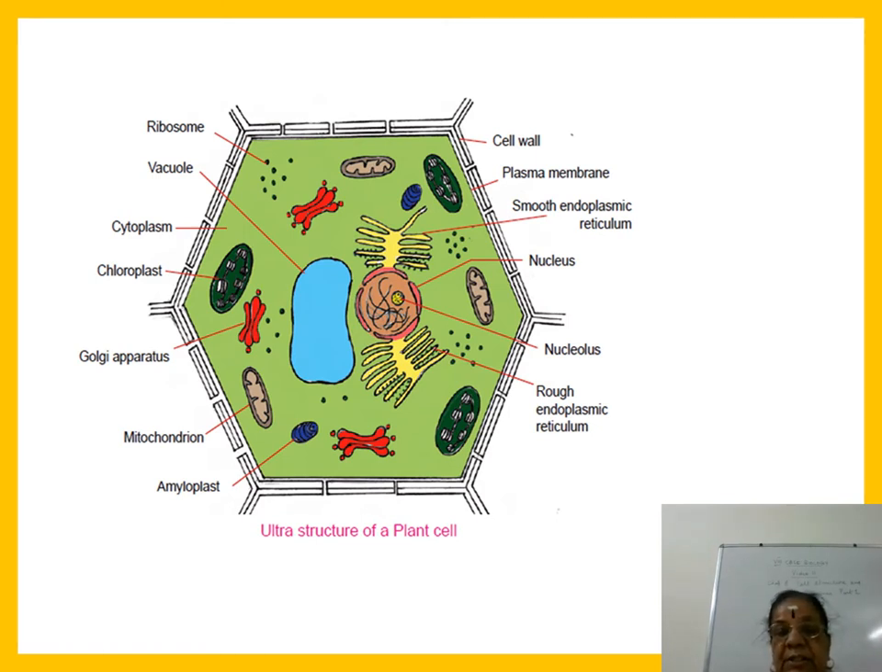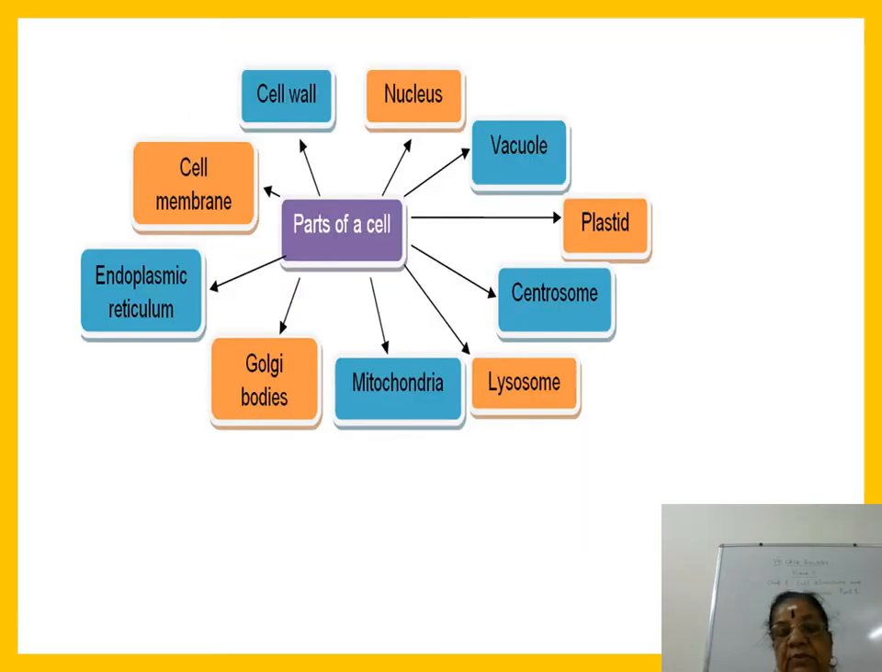the cell structure, the cells are arranged like a brick wall. In a brick wall, the bricks are placed one above the other; in the same way, the cells are arranged one above the other. At the same time, each cell is in continuation with the other cell by the presence of a structure called plasmodesmata. I hope you understand. It is called plasmodesmata. Okay, so this is the ultrastructure of a plant cell. Further, we will study the cell organelles one by one.